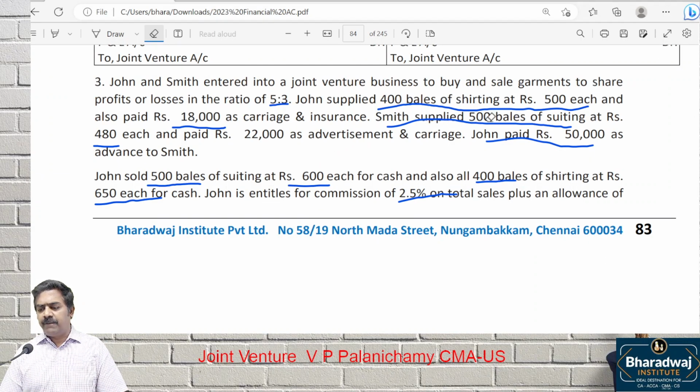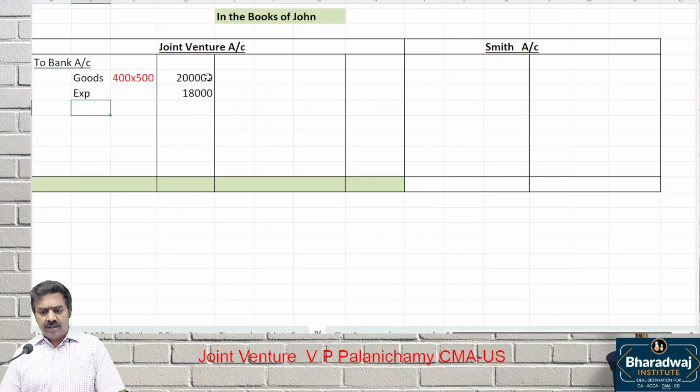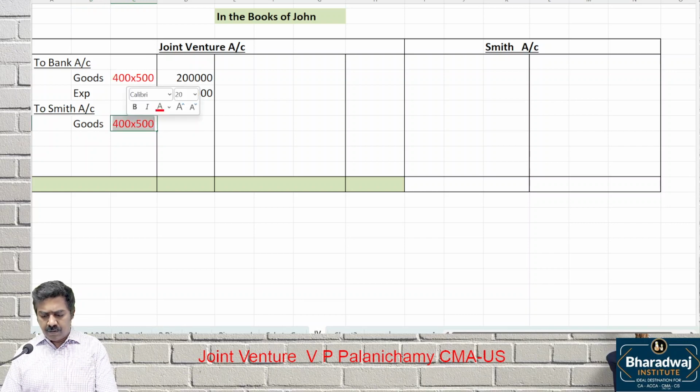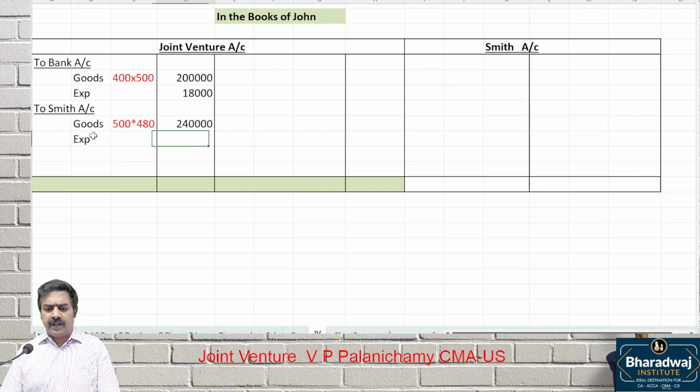Smith supplied 500 bales of shirting at 480 each and paid how much? 22,000 for advertisement and carriage. What is the entry you will pass? Joint venture account debit to bank account, no, to Smith account for the goods. How much goods has he supplied? 500 into 480, how much? 2,40,000. Then how much expenses has he paid? 22,000. Okay, wait. This will come in which account? Smith account as by joint venture.